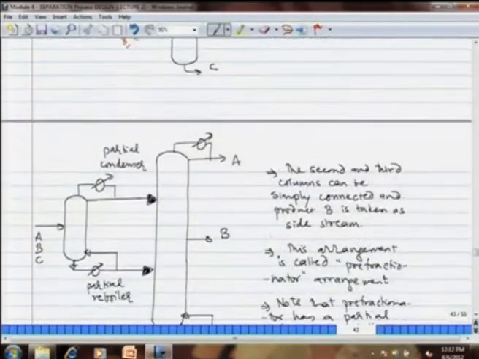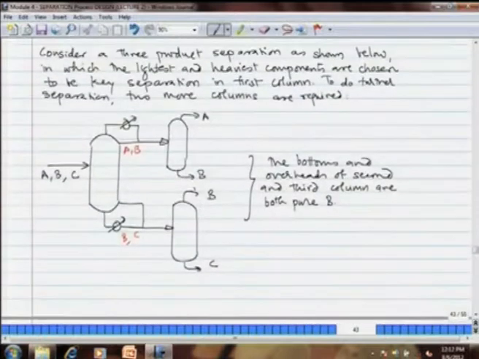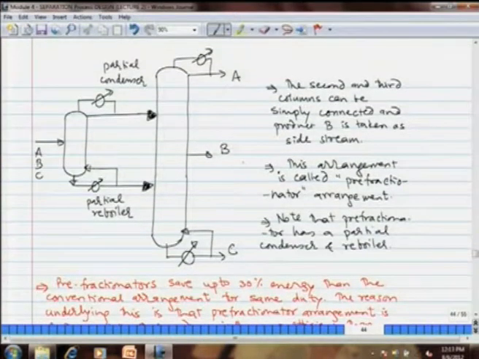Now, these columns can be coupled, okay, especially the next 2 columns, as you will see that the bottom and overhead product of the second and third column is the same, that is B, and both are pure B. So, you can couple these two columns, and that coupling gives what is known as a prefractionator. In prefractionator, the ternary mixture ABC is split into two parts, a small column with a partial condenser and a partial reboiler, and then a tall column in which A is taken off as the top product, B as the middle product, and C is the bottom product. Okay. So, from the previous arrangement, we are simply connecting the second and third column to obtain B as a side stream, and this arrangement is called prefractionator.